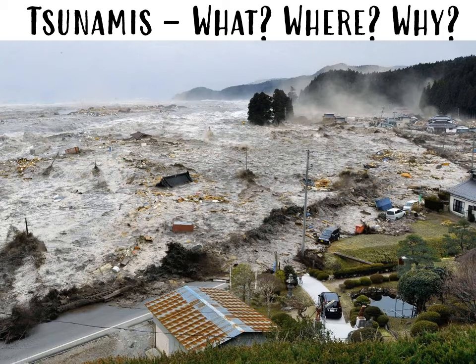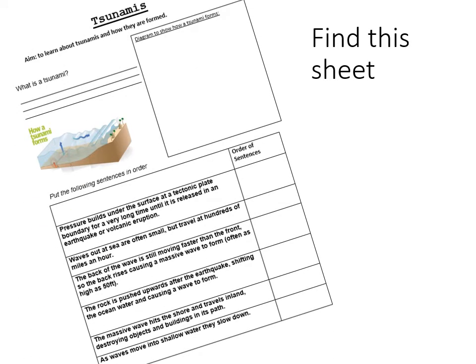So today we're going to look at tsunamis, and we're going to think about what are they, where do they happen. We're going to address some common misconceptions that people get wrong about them, and then we'll talk about why they happen as well. So find this sheet. That's the first thing I would say. So we're going to be working through that.